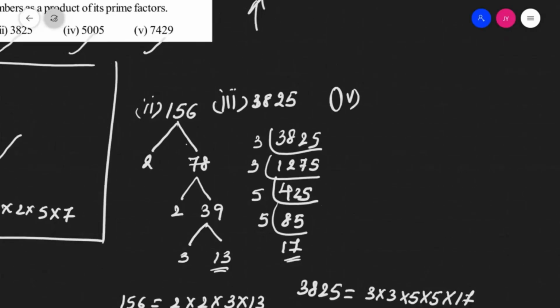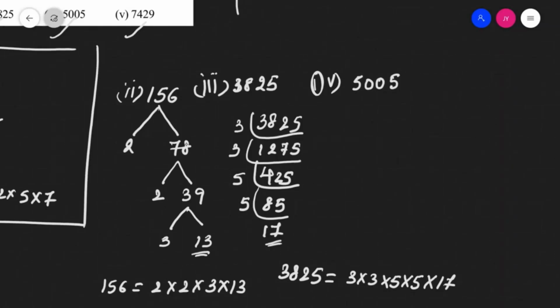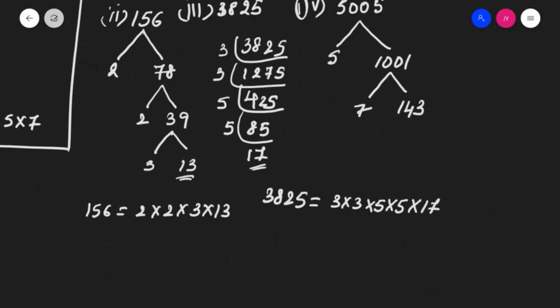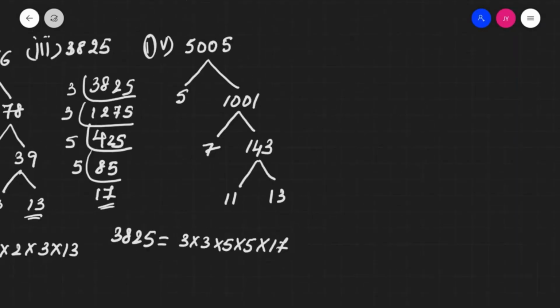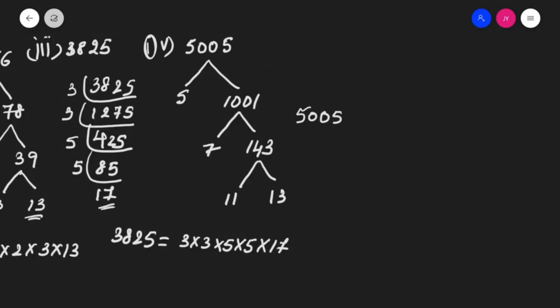Now the fourth one. What is the fourth one? 5005. So it can be written as 5 into 1001. This can be written as 7 into 143. And this can be written as 11 into 13. So 5005 is equal to 5 into 7 into 11 into 13.